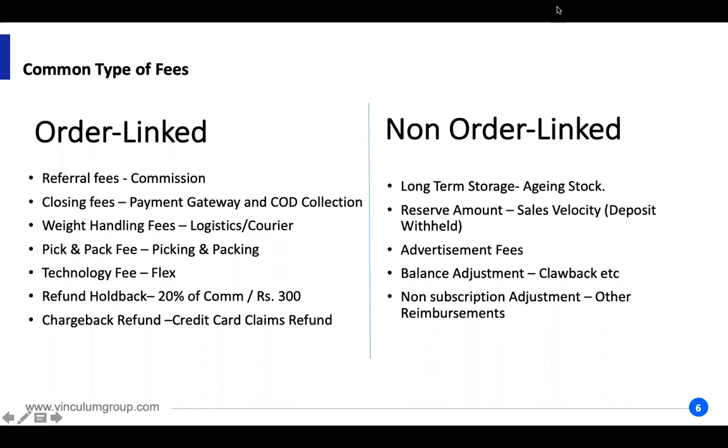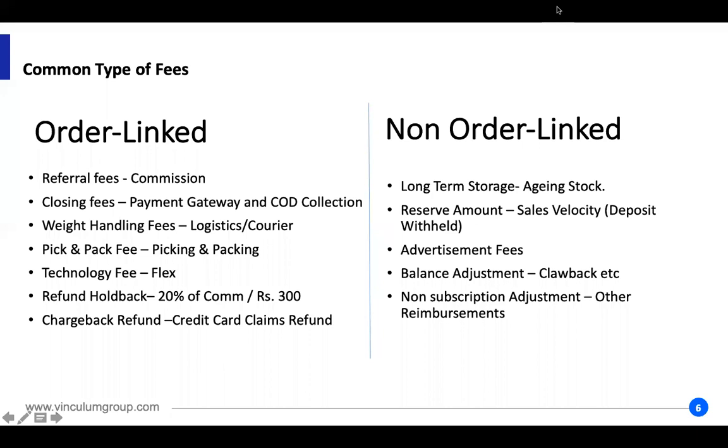Advertisement fees, it's a no brainer. The cost of advertising on Amazon is not order linked, it will show you. But if you really want to see the profitability of a business, you need to have these fees accounted into your accounting software. There is this particular fee which is called the balance adjustment.